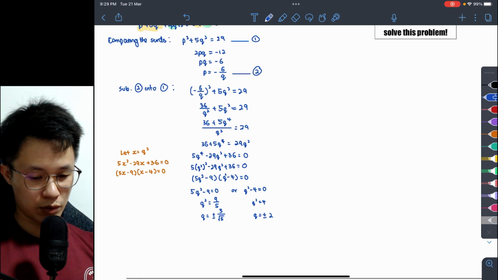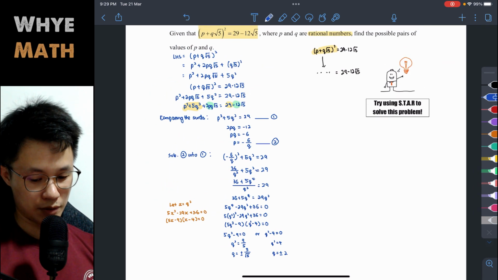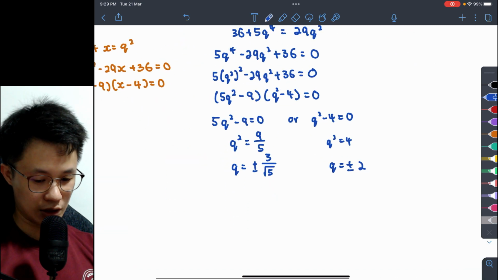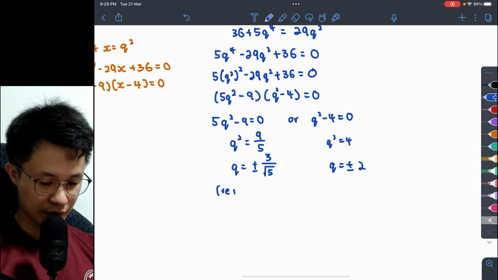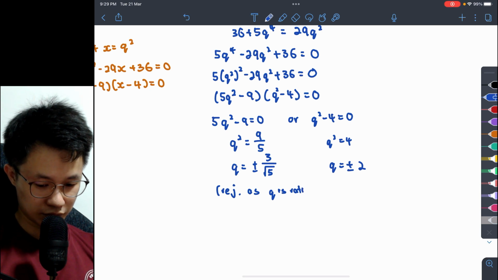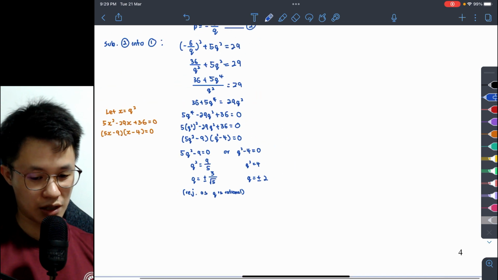Now, at this stage, you're going to look back at the question. Remember, q must be a rational number. So since q is a rational number, you're going to reject the irrational one. So we're going to reject, write a reason as q is rational. So the only answers available here is q equals plus minus 2.